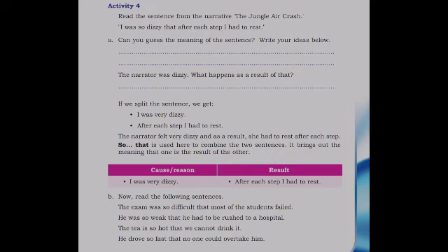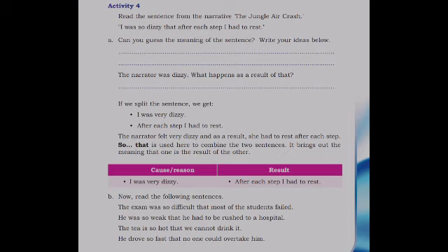Read the sentence from the narrative, The Jungle Air Crash. I was so dizzy that after each step I had to rest. Can you guess the meaning of the sentence, children? That means the narrator was dizzy. Because of that, after each step she had to rest. Here, the narrator was dizzy. So what happens as a result of that? As a result of that, she had to rest after each step.